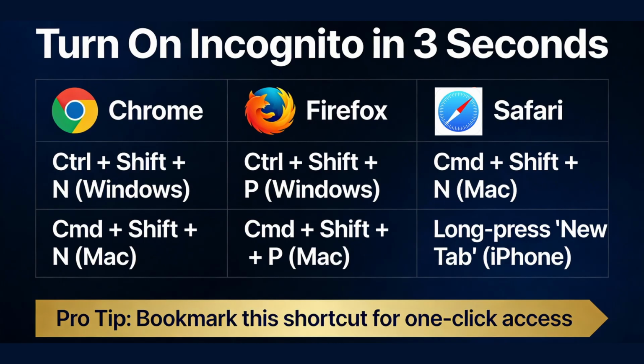If you're using Firefox on a Windows machine, you'll hit Control, Shift, and P, but if you're using Firefox on a Mac, you will hit Command, Shift, and P. Now, if you're on Safari, of course on Mac, you would hit Command, Shift, and N, and if you're using Safari on your iPhone, you would long press a new tab, and that actually puts you into incognito mode. A pro tip here is bookmark this shortcut for one-click access on your phone or on your computer.